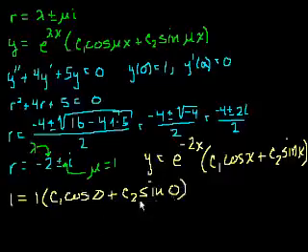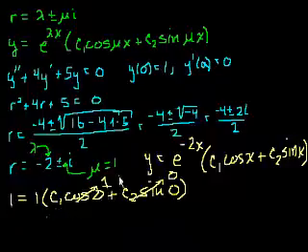Now what's sine of 0? Sine of 0 is 0. So this whole term is going to be 0. Cosine of 0 is 1. So there we already solved for c1. We get this is 1. So 1 times c1 times 1 is equal to 1. So we get our first coefficient. c1 is equal to 1.